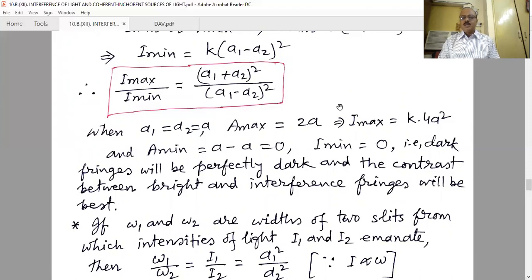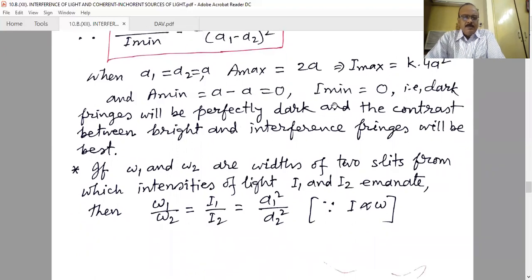That means we get completely dark positions, and we can clearly see the interference pattern, dark and bright, and there will be good contrast. Otherwise, if there are variations, that means A1, A2, the difference is not so small, there will be variations of the intensities, bright and relatively bright, but not completely dark. Therefore, to get a good contrast, we should have the amplitude of the two waves the same, and it is obtained in Young's double slit experiment.